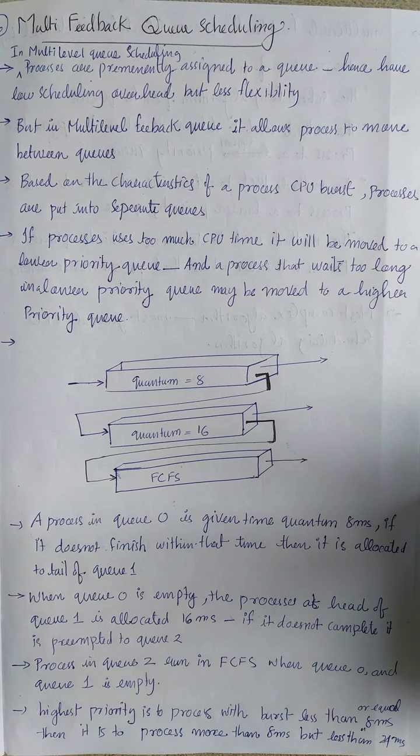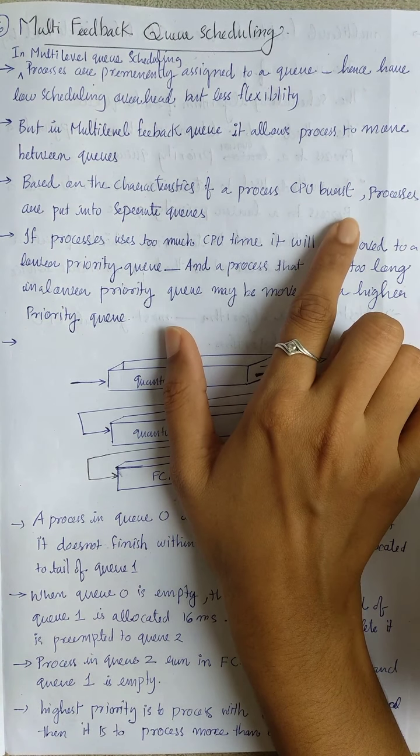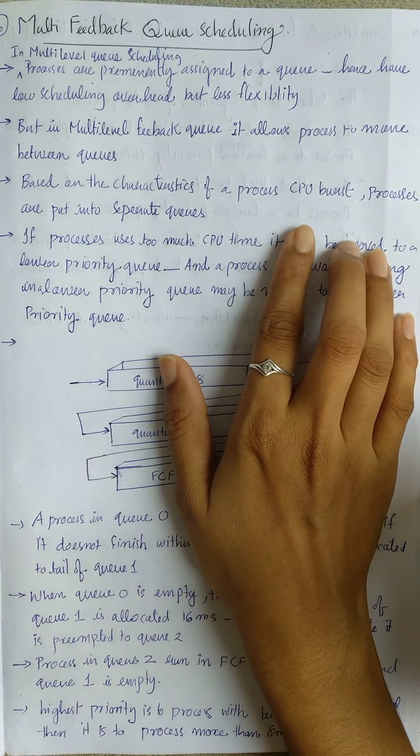The next scheduling algorithm is multi-level feedback queue scheduling. In this scheduling algorithm, we solve the problem of our earlier multi-level queue scheduling algorithm, where the processes are permanently associated with a queue. In multi-level feedback queue scheduling, a process is allowed to move between the queues. It is based on the characteristics of the CPU burst, so processes are put into different queues based on the CPU burst.